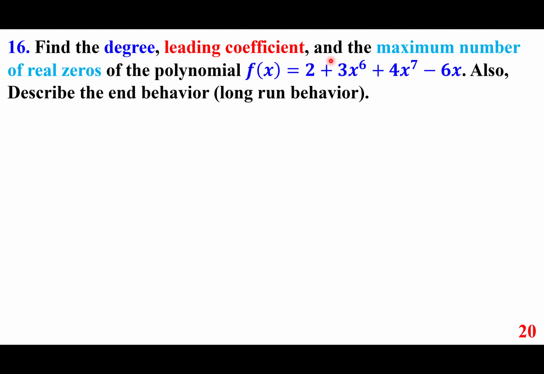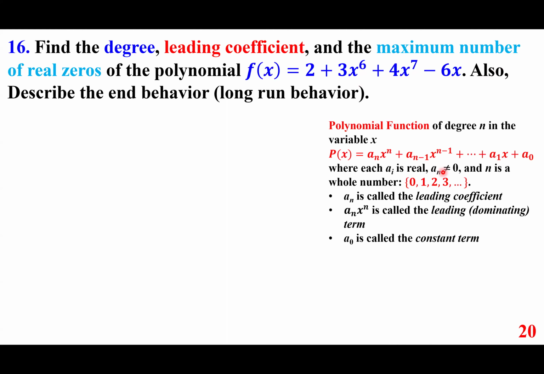Find the degree, leading coefficient, and maximum number of real zeros of the polynomial f of x equals 2 plus 3x to the power of 6 plus 4x to the power of 7 minus 6x. Also describe the end behavior or long run behavior. Again, reminding you of a polynomial. We've already discussed that. A polynomial is in this format.